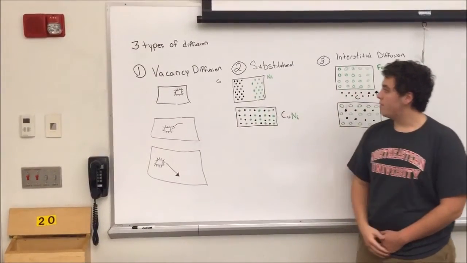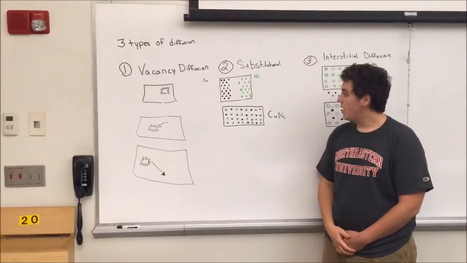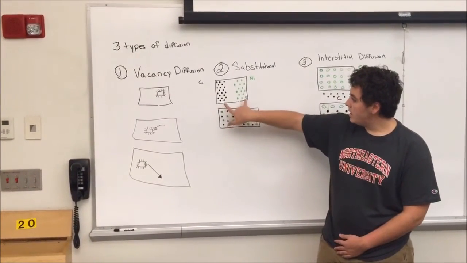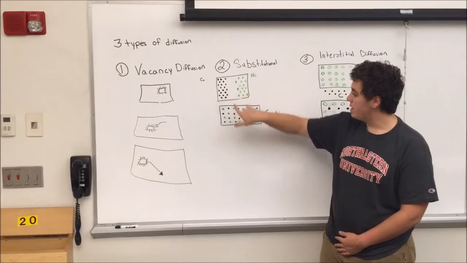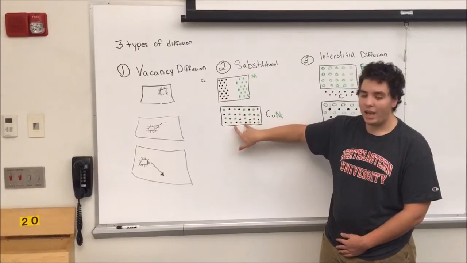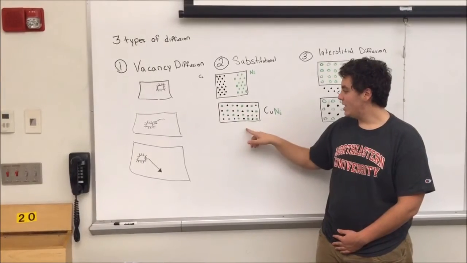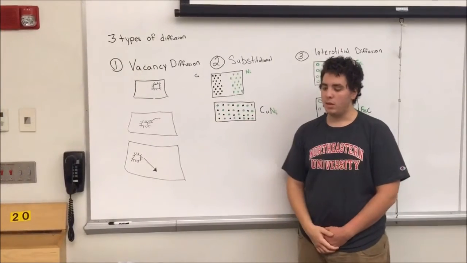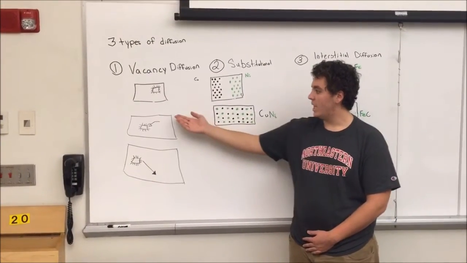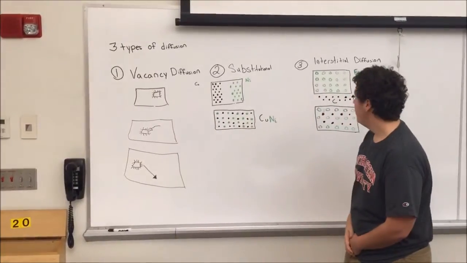The second type of diffusion is substitutional diffusion. In this, atoms of two different types start to substitute onto each other. This is usually done using a point vacancy, as described here.